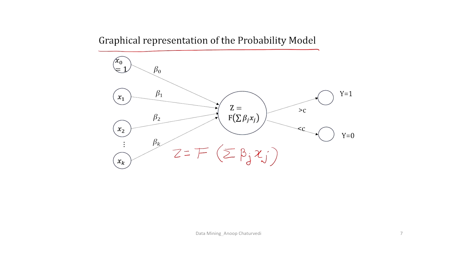And then according to the value of this f or z, we classify y as 1 or 0. For instance, suppose z is greater than c, some constant, then we take y equal to 1, and if it is less than c, then we take y equal to 0. Here this f is your link function.